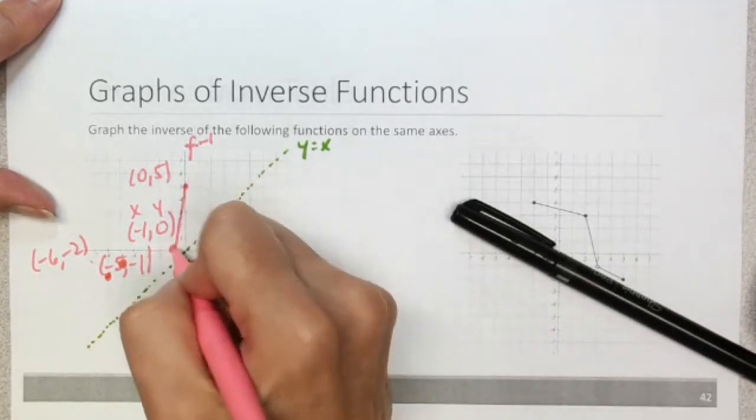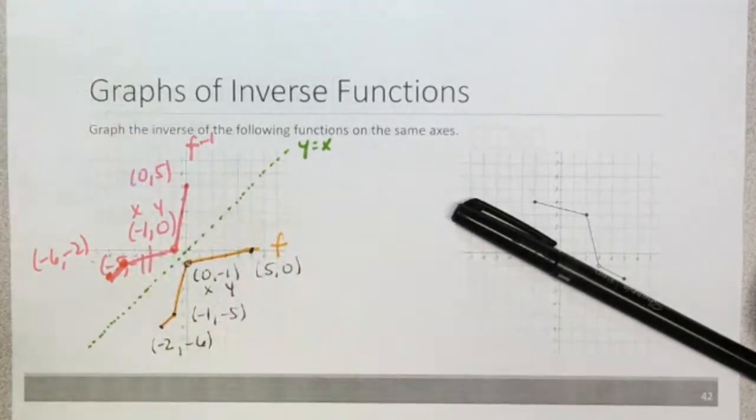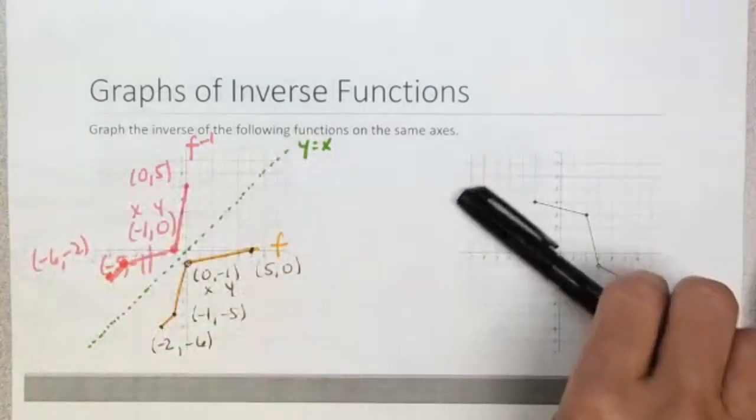Okay. If I connect these points, then I can see there's my graph in pink of f -1. It's symmetric to this line y equals x.